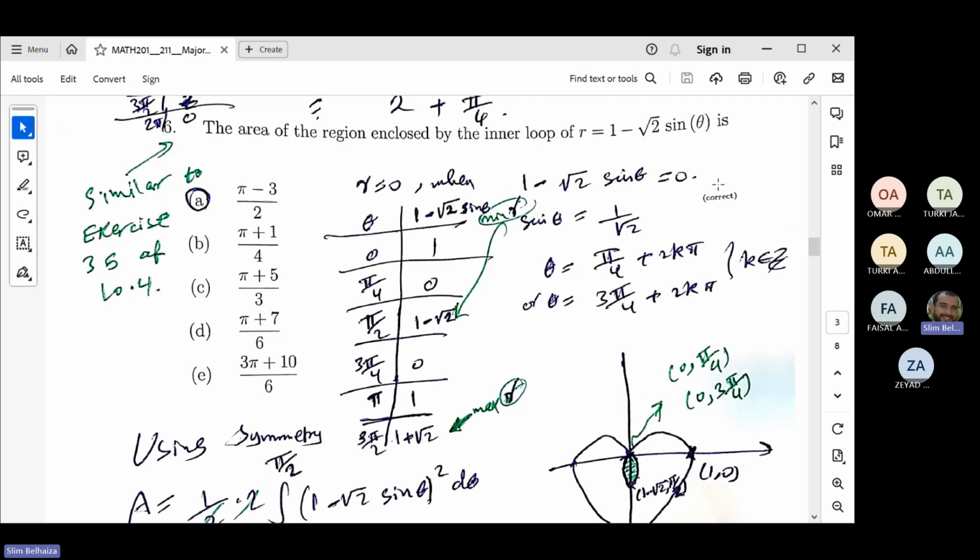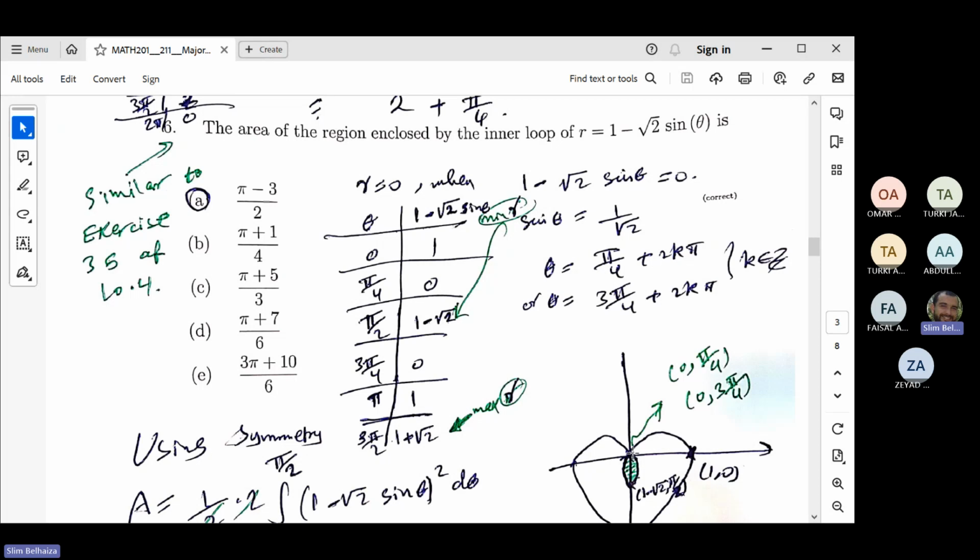Okay, what happens when theta increases? The sine increases. So 1 minus square root of 2 sine gets shorter, decreases till you reach what? Till you reach pi over 4. Why pi over 4? Because at pi over 4, sine of pi over 4 is square root of 2 over 2. So you have square root of 2 times square root of 2 over 2 is 2, divided by 2 is 1. So 1 minus 1 is 0. At pi over 4, you are at the pole. Okay?